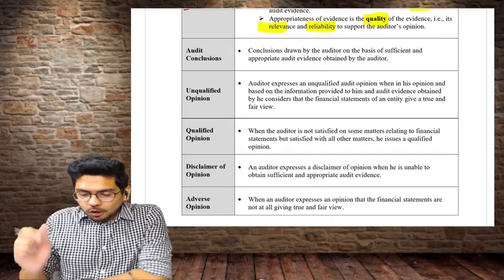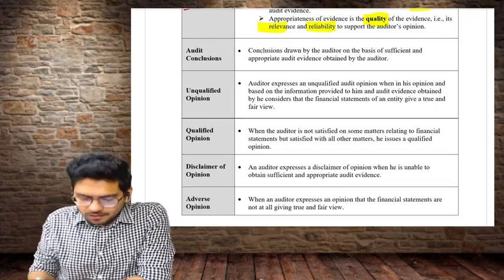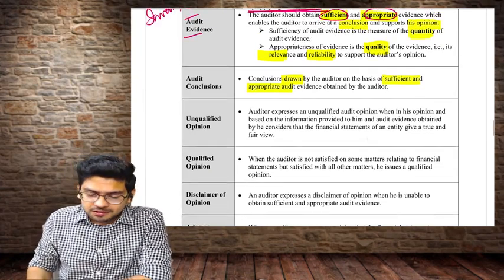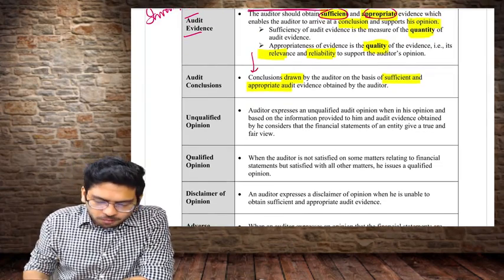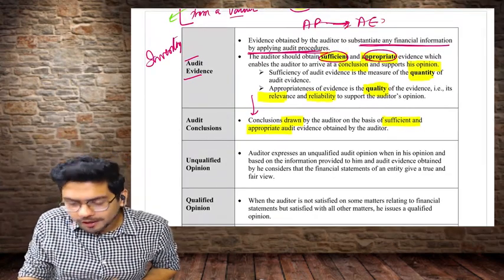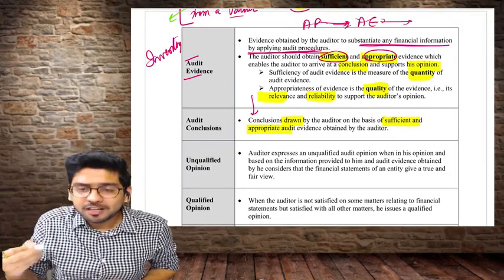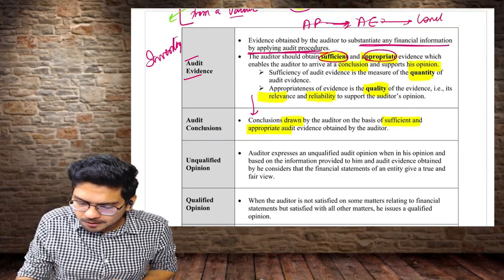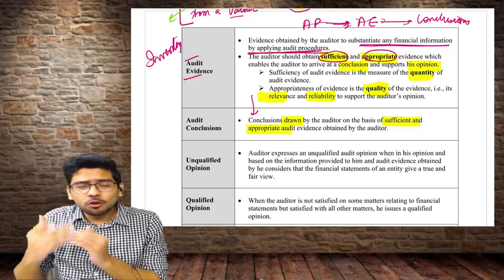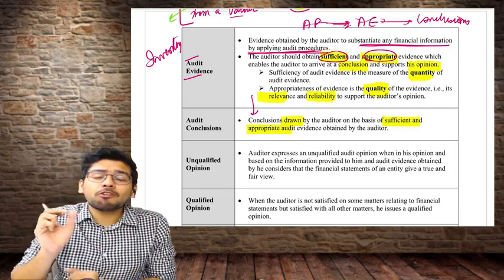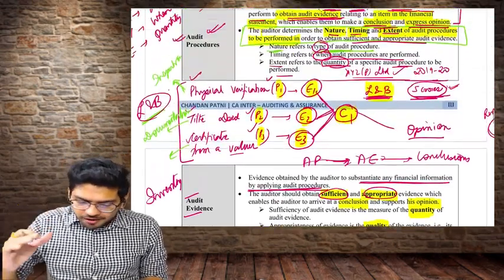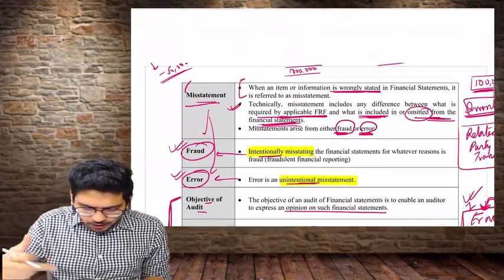Okay, now conclusions are drawn by the auditor. It is drawn by the auditor on the basis of the sufficient and appropriate audit evidence they have just obtained. So from the above step, after applying audit procedure, the auditor is going to get audit evidence, and then from all the evidences obtained, he is going to draw certain conclusions. And after drawing all the conclusions, he is going to jot down the entire thing in the form of an opinion in an audit report.